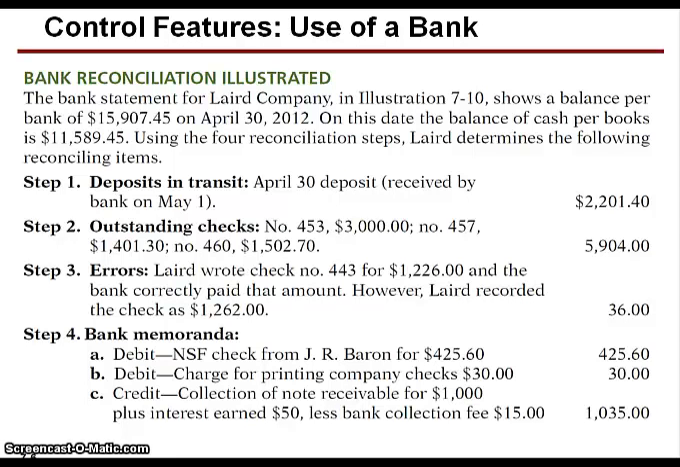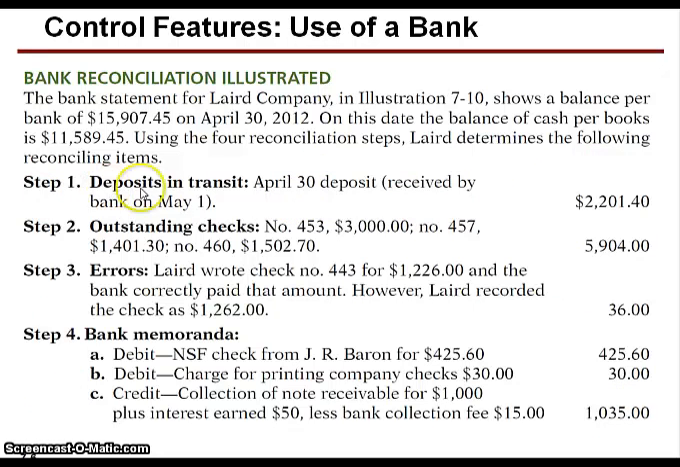So that's what their bank statement shows. Our book balance, and again I'd like to call that the unadjusted trial balance, is $11,589.45. So let's go ahead and reconcile that, and of course we have some information here as well.